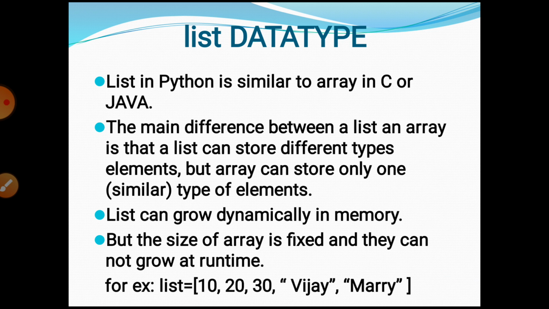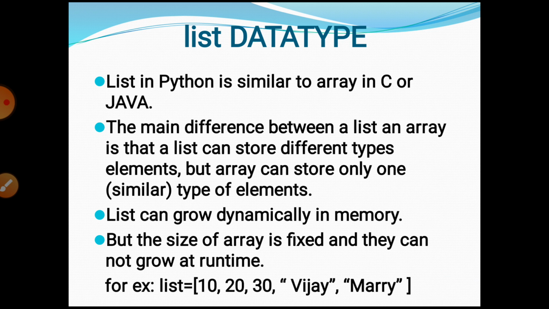Means the difference between array and list is that an array is of static type and a list is of dynamic type. An array cannot grow at runtime, but in case of a list we can add or manipulate the values of the list.